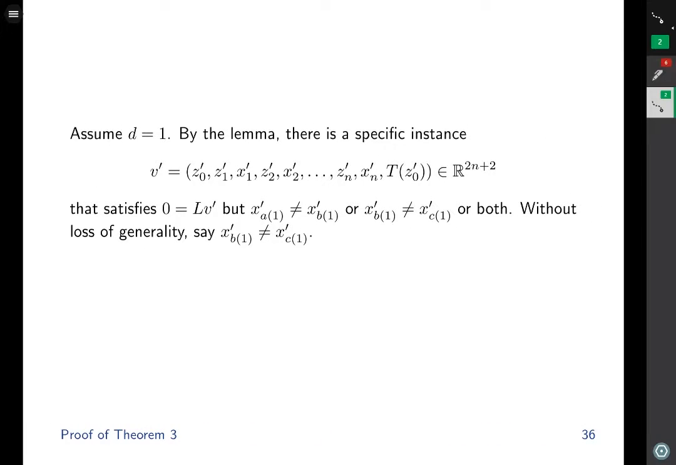Assume the dimension d is equal to 1. When d is bigger than 1, we can simply copy the following counterexample d times and use it as a counterexample for the higher dimensional space. By the lemma, there is a specific instance of the variable vector v, which we call v prime, such that 0 is equal to Lv prime, but x prime a1 is not equal to x prime b1, or x prime b1 is not equal to x prime c1, or both. Without loss of generality, let's say this is true. In other words, let's say operators B and C are not evaluated at the same point.